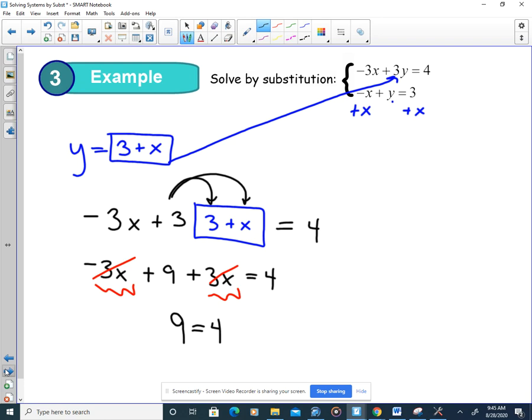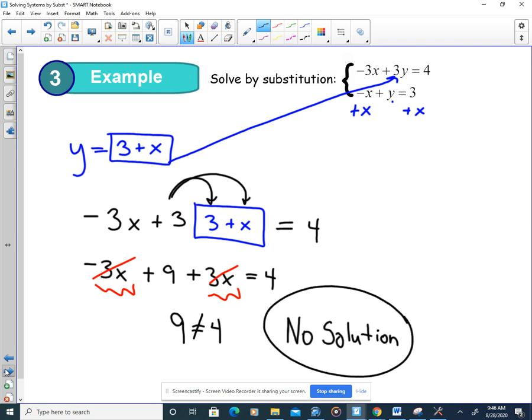So this is one of those special cases that you learned about yesterday. It's either no solution or infinitely many solutions. Well, does 9 equal 4? No, this is not true. So the solution to this system would be no solution. What does that mean if you graphed it? That means if you were to graph these two equations up here, these two equations would be parallel. They would not cross.